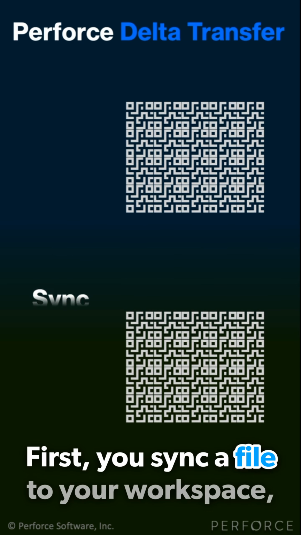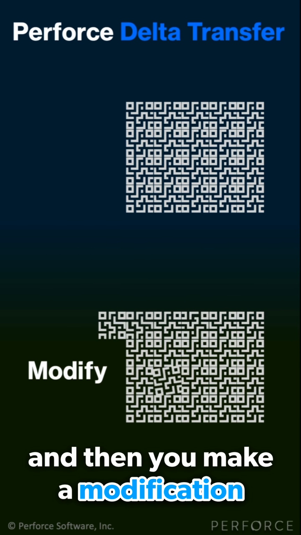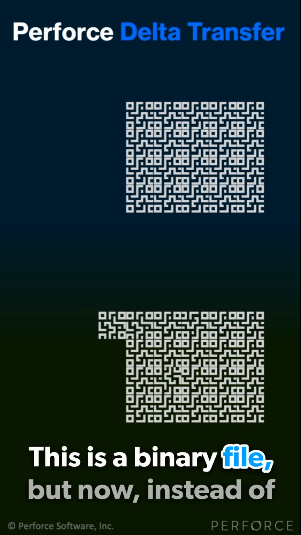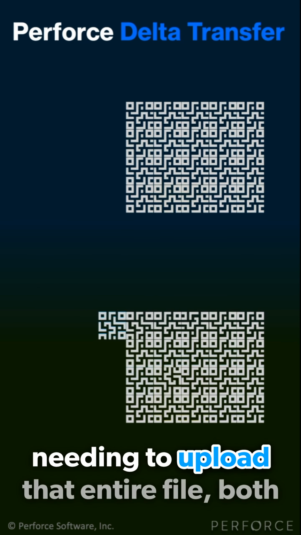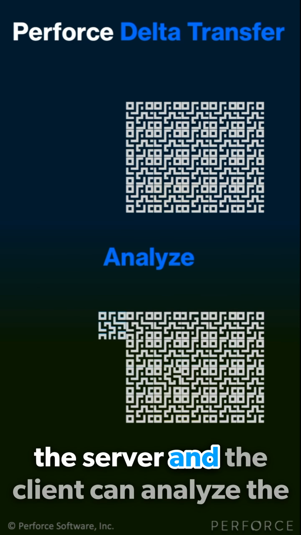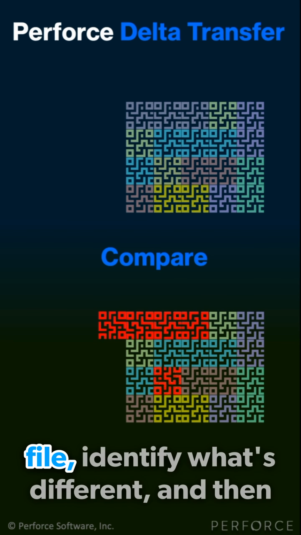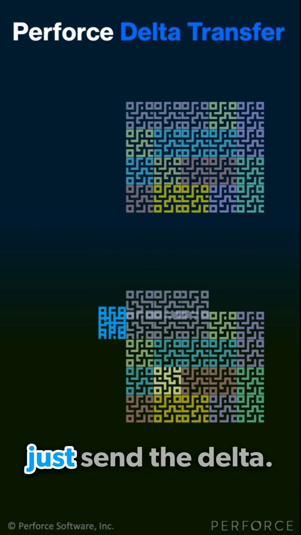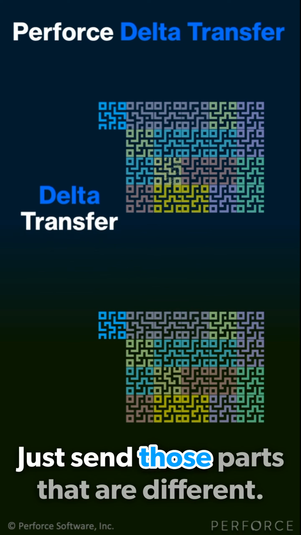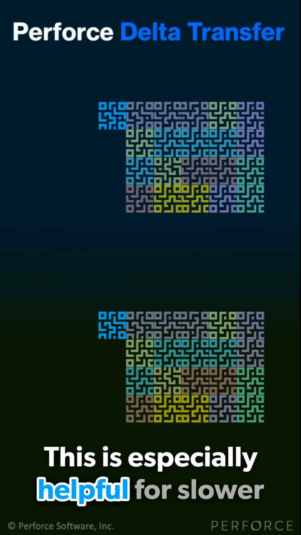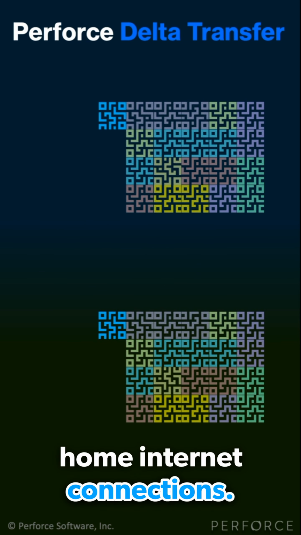First, you sync a file to your workspace, and then you make a modification to that file. This is a binary file, but now instead of needing to upload that entire file, both the server and the client can analyze the file, identify what's different, and then just send the delta. Just send those parts that are different. This is especially helpful for slower home internet connections.